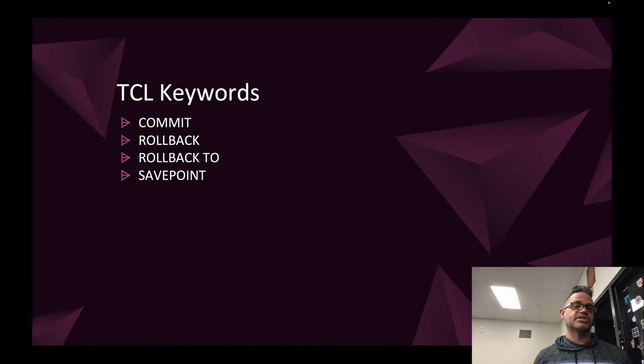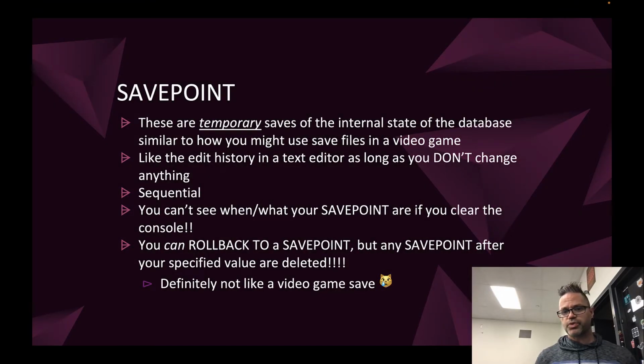The four commands that exist in TCL are COMMIT, ROLLBACK, ROLLBACK TO, and SAVEPOINT. And the actual execution and syntax attached to these keywords is really, really easy. We'll actually go into a lot of details to see how that works as we go through the samples of this lecture today. So the first one we're talking about is SAVEPOINT.